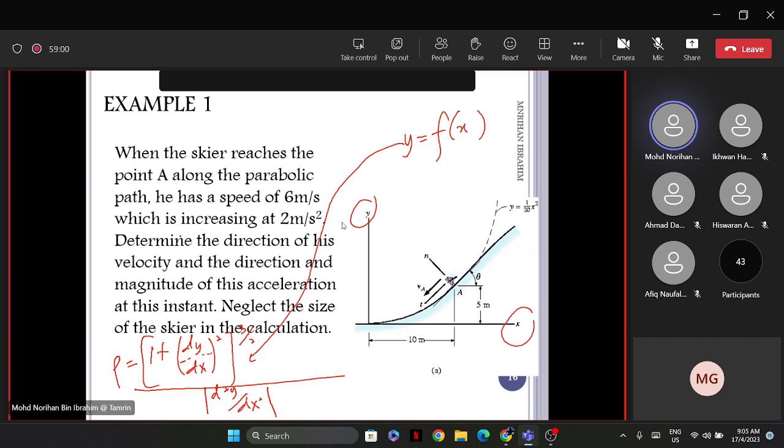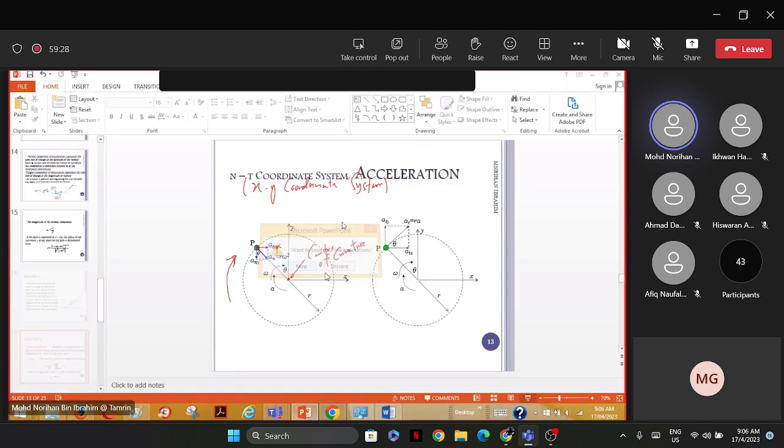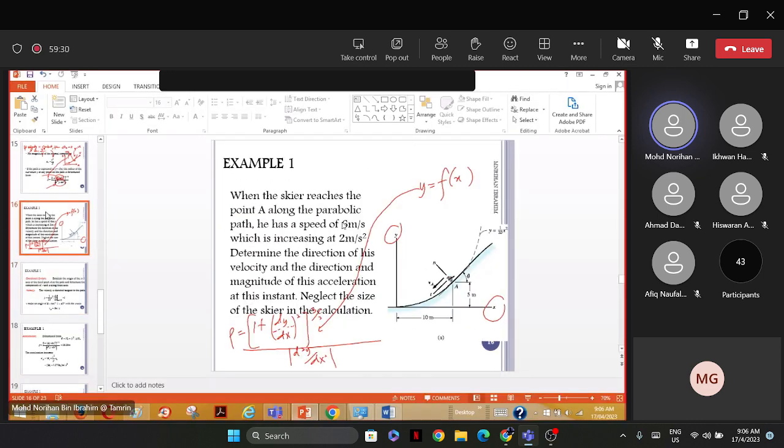So the question is: determine the direction of this skier's velocity, and the direction and magnitude of acceleration at this instant. Neglect the size of the skier in the calculations. So of course, in solving these problems, you need to come up with the illustrations ataupun free body diagram.